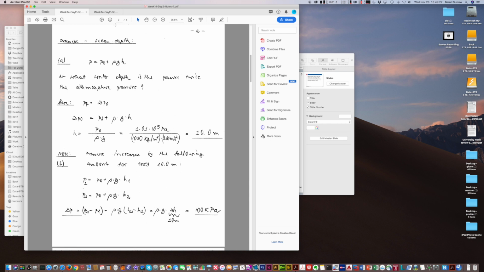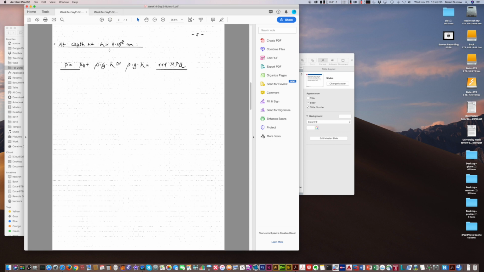So 100 K, so K is 10 to the 3, 10 to the 4, 10 to the 5, so it's about 10 to the 5 Pascal. It's exactly the same thing as here. And at a depth of about 11 kilometers, so 11 times 10 to the 3, you would have a pressure of 111 megapascal. Mega is 10 to the 6, so this would be 10 to the 7, 10 to the 8, about 1 times 10 to the 8 Pascal.